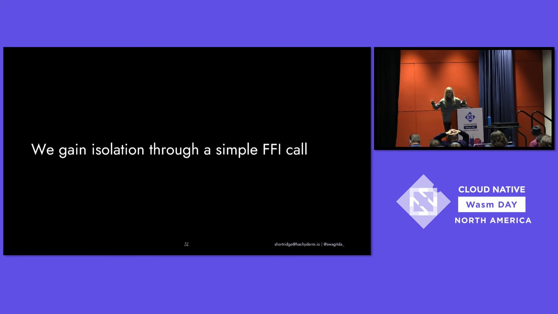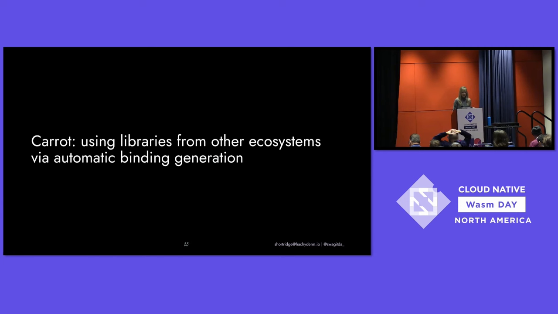How many of you know what binding generation is? Okay, quite a few of you, but for those who aren't aware, binding generation is basically automatically generated code that translates between the structure of one language to another to allow programs to interact with things in a different language. And it's that automatic binding generation that creates another kind of juicy carrot for developers to adopt the component model, which is the ability to use libraries from other ecosystems. It means we can realize the ambitious vision of polyglot applications without it being a total mess.